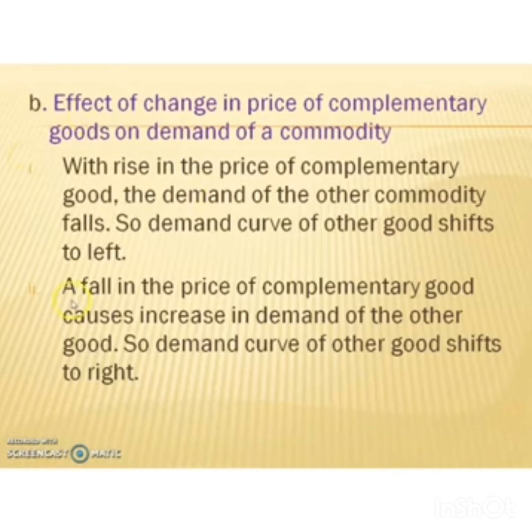Then in the second situation, a fall in the price of a complementary good causes an increase in demand for the other complementary good. So from our example, a fall in the price of cars causes an increase in demand for petrol. This is because of the rise in demand for cars. If there is a fall in the price of cars, the demand for cars will increase, so automatically the demand for petrol also increases. So the demand curve for petrol shifts rightward.